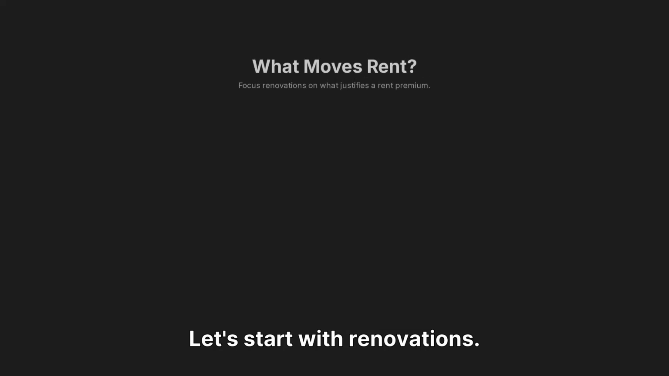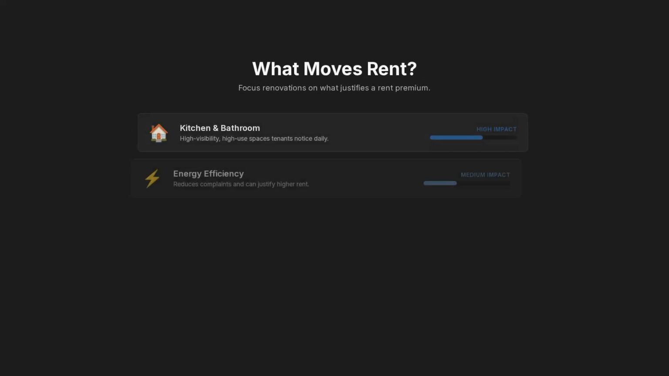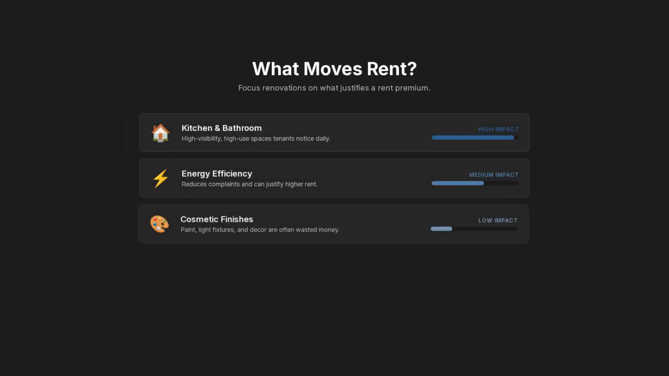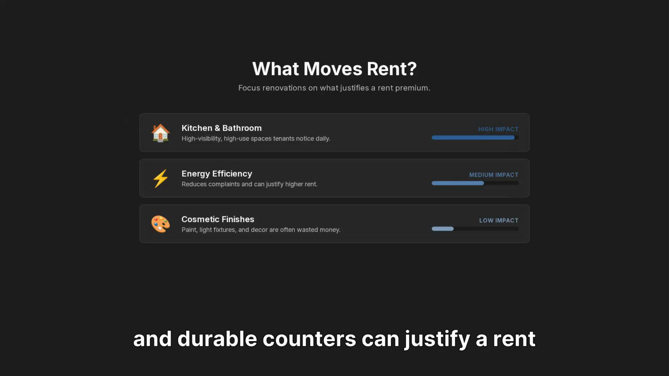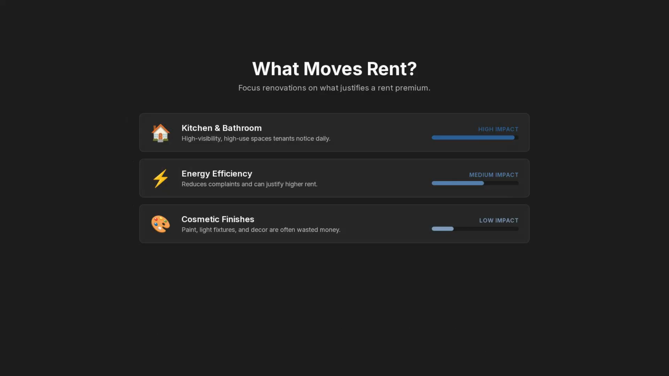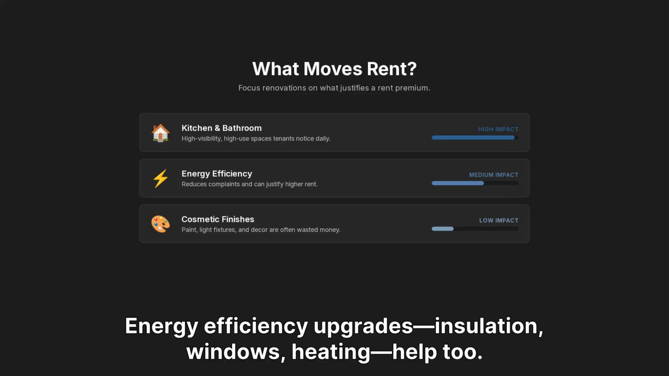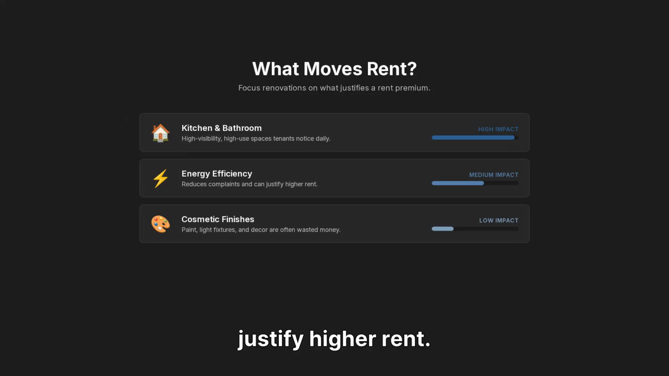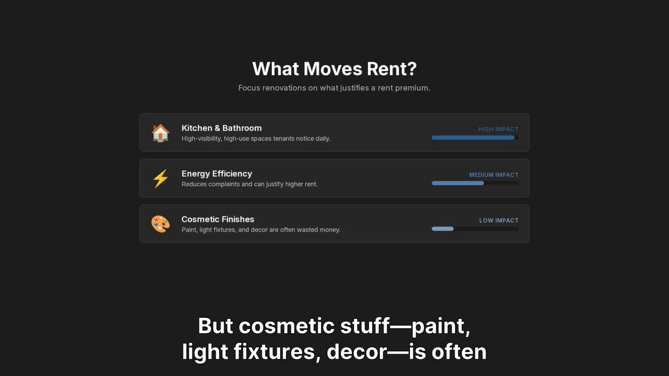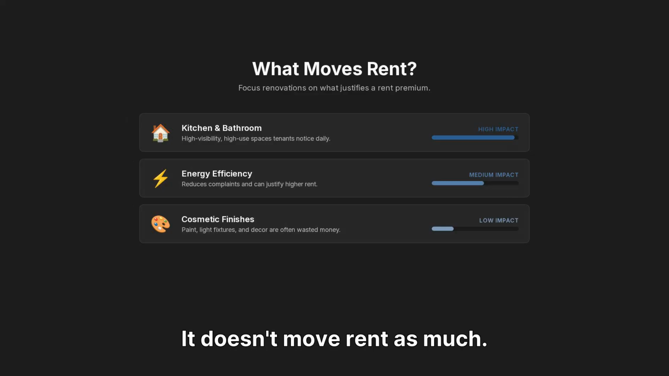Let's start with renovations. What actually moves rent? The answer: kitchen and bathroom. These are high-visibility, high-use spaces. Tenants notice them daily. A clean, functional kitchen with good lighting and durable counters can justify a rent premium. Same with a bathroom that doesn't leak and has proper ventilation. Energy efficiency upgrades, insulation, windows, heating, help too. They reduce complaints, improve retention, and can justify higher rent. But cosmetic stuff, paint, light fixtures, decor, is often wasted money. It doesn't move rent as much.